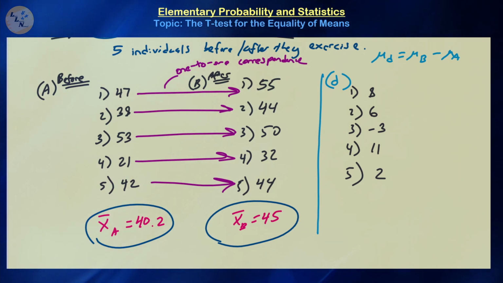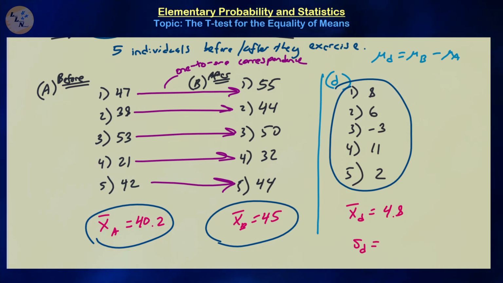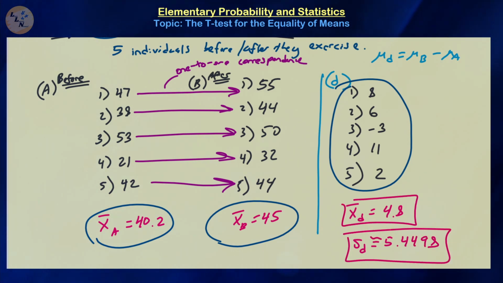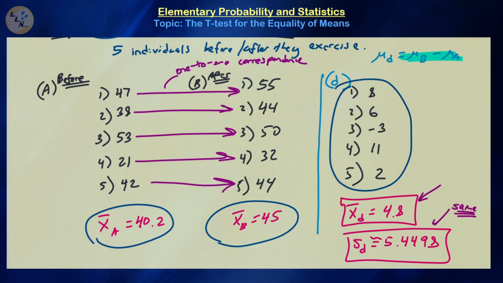So what you can then do is calculate the mean difference, which comes out to 4.8. And we're also going to need the standard deviation of these differences, which is approximately 5.4498. These two things are what we need. Now keep in mind, if you define this difference backwards, so mu A minus mu B, this point estimate is going to be negative, but the standard deviation is the same regardless of the direction in which you subtract, which is a nice little analytical proof in case you're not already aware of this.